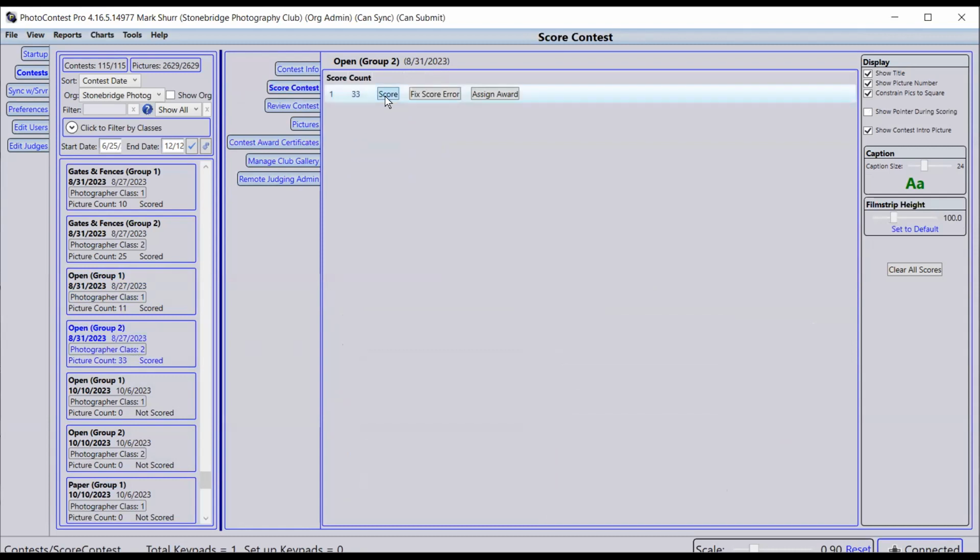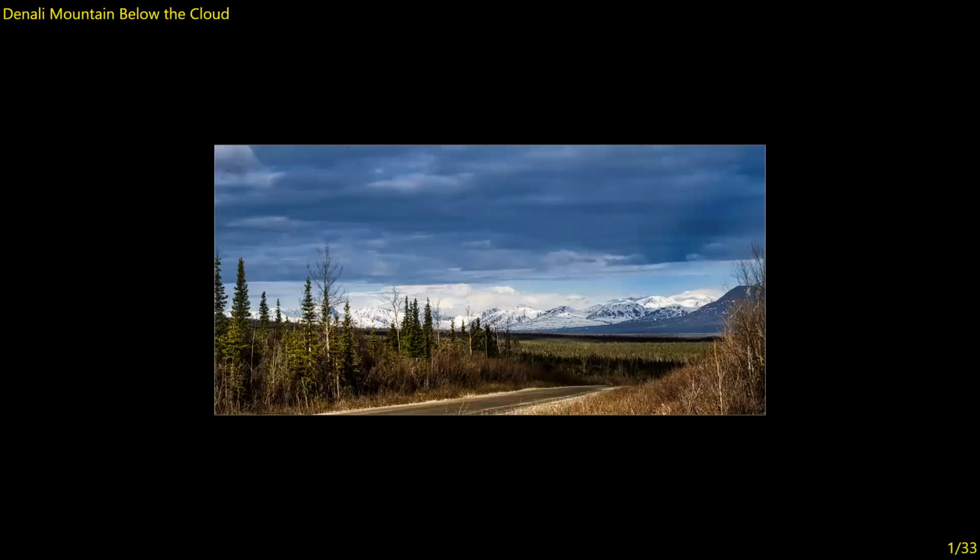And again, there are 33 in here. Denali, Mountain Below the Cloud. I'm looking at the landscape, and you do have a nice landscape. The light is good, so it's a good time of day. You have good clouds to not make the sky just bland.